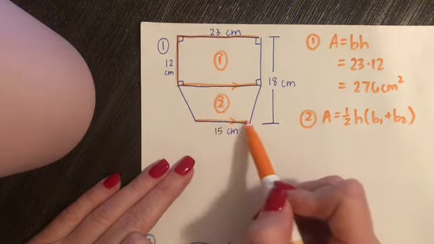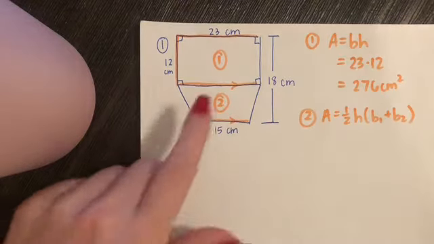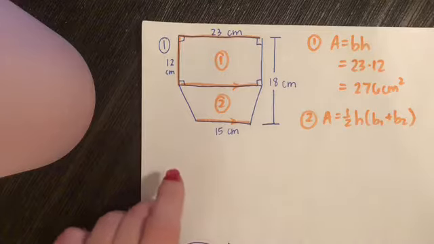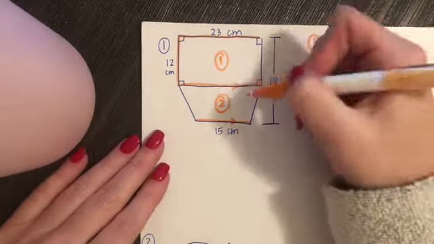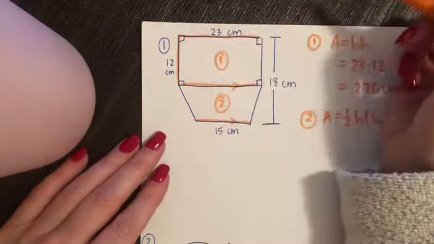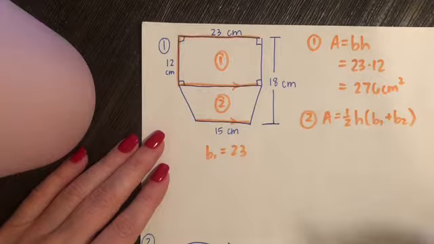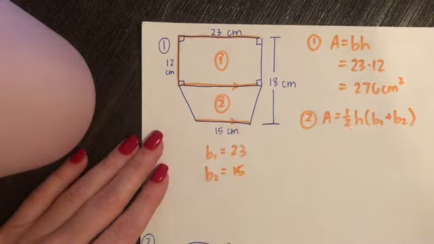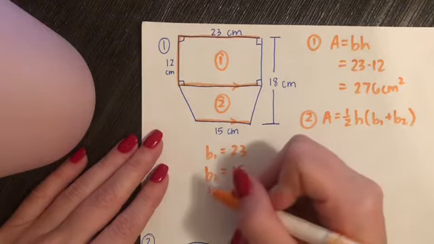Here's another base. But the issue is they did not give me the measurement for this base right here. What I'm going to have to do is look opposite. If this side of the rectangle is 23 centimeters, then base 1 would be 23 centimeters as well. And base 2 they give us as 15. The last thing we're missing is the height to plug in.